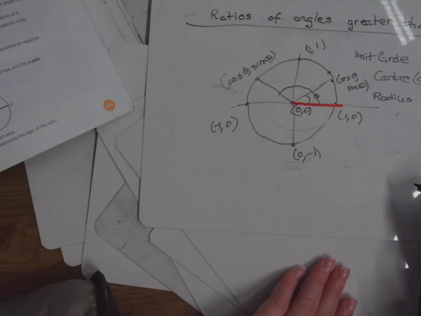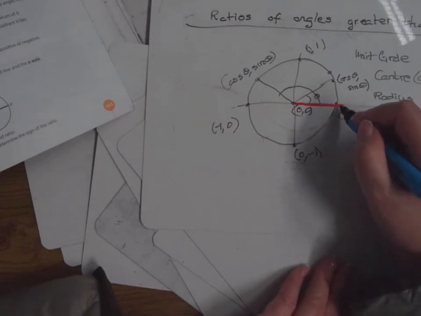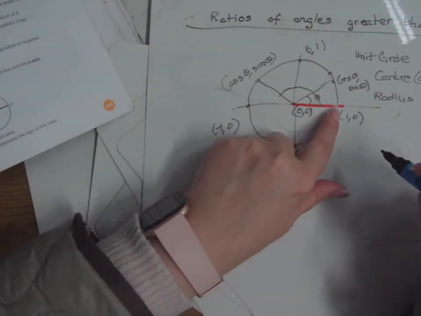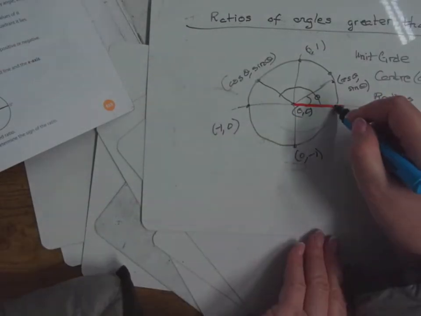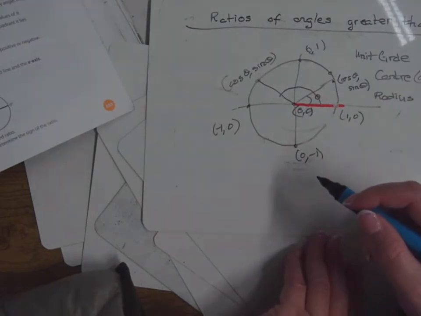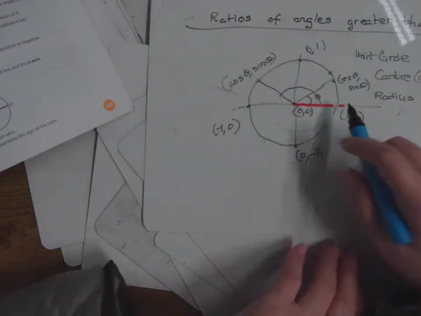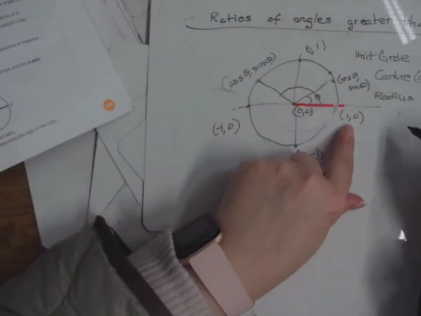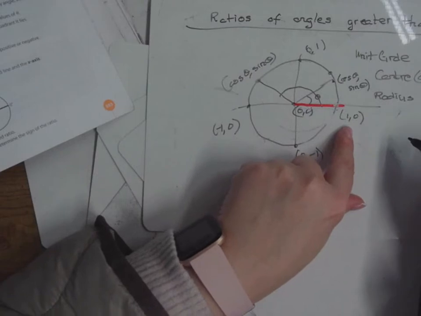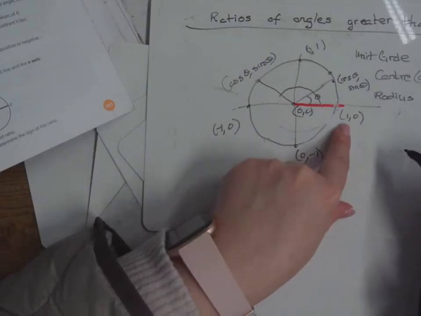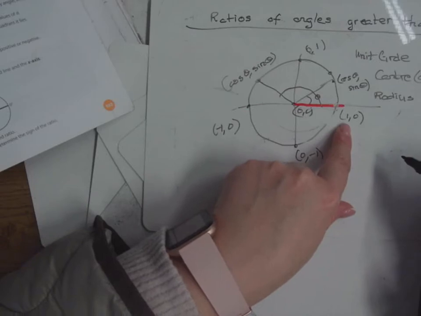Right, you know here, what's the angle here? If this point was here, the angle would be 0. Would you agree? Because it's on the red line, so it makes no angle with it. So the angle would be 0, wouldn't it? So what's cos of 0? Cos of 0 is the first coordinate. 1. What's sine of 0?